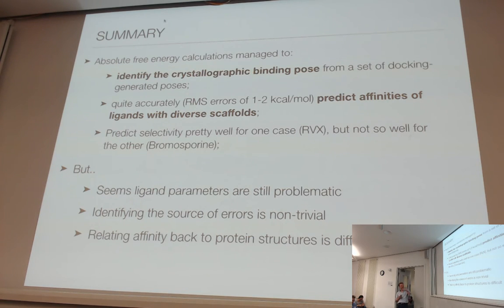But even worse than that, identifying the source of these errors is non-trivial. We had a little bit of a discussion about this yesterday, but even for these kinds of problems, identifying exactly where the source of the error is kind of tricky. And ultimately, relating affinity back to the protein structures is still difficult. Although you can say this one does better than this one, and so on, the reasons why, we still don't have a good way of doing that, I would say. Perhaps we might hear something about that in the next talk.